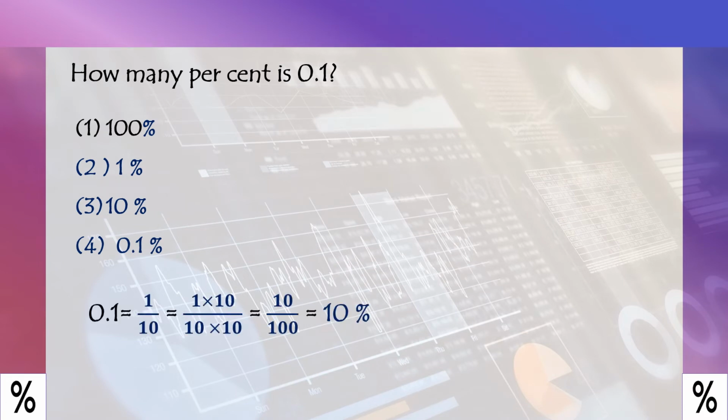As I told you, it is a decimal. We'll convert it into a fraction. So it will be 1 upon 10, which is equal to, now denominator में 10 है. 10 into 10 gives you 100.